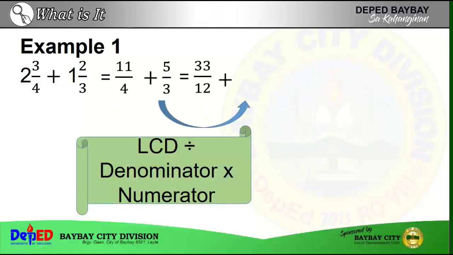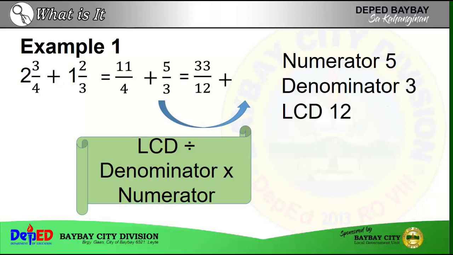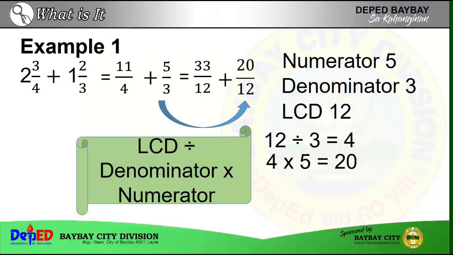Plus, for 5 over 3, our numerator is 5, denominator is 3, and LCD is 12. So LCD 12 divided by denominator 3 is equal to 4. Then 4 times numerator 5 is equal to 20. So we have 20 over LCD, which is 12.